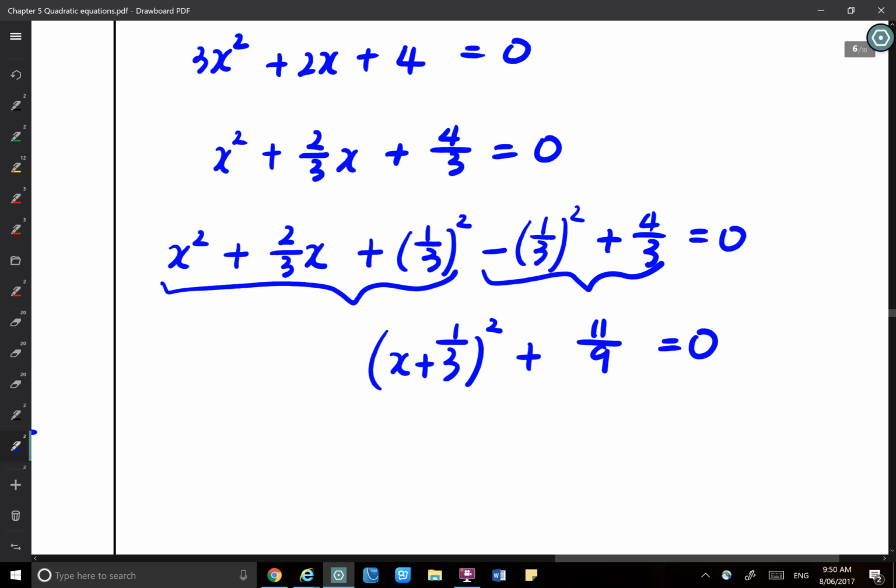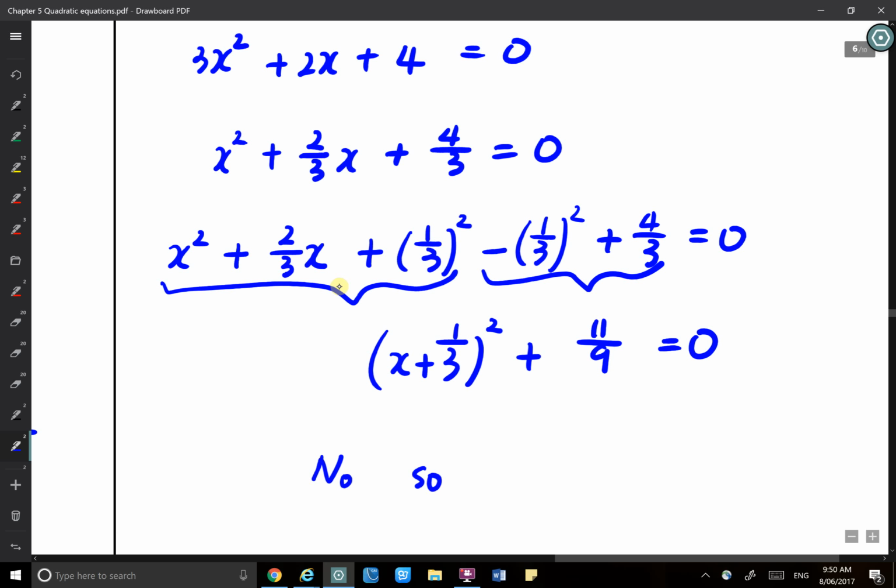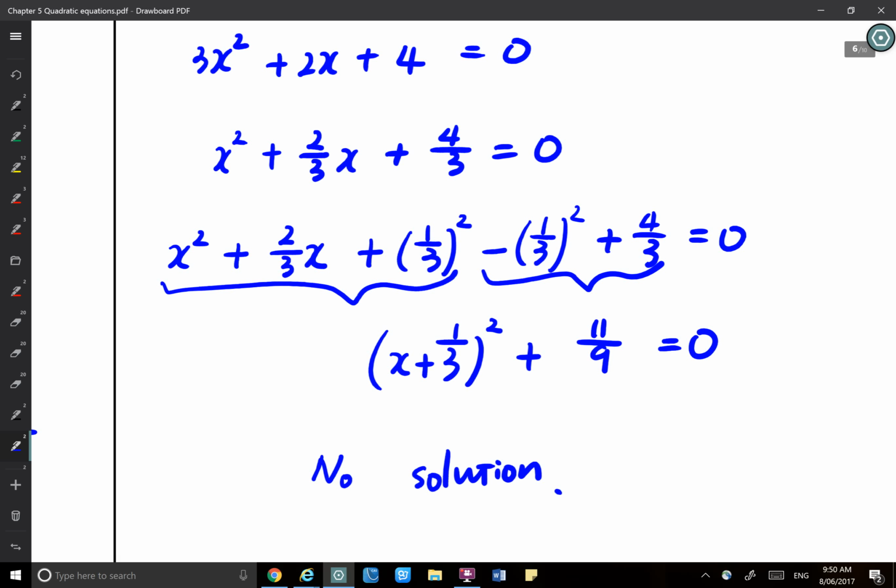Can we factorize that? No. So this question you simply answer, say no solution. This is a no solution case because we can't factorize that. Therefore, there will be no solution about it.